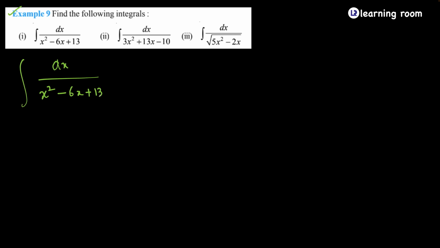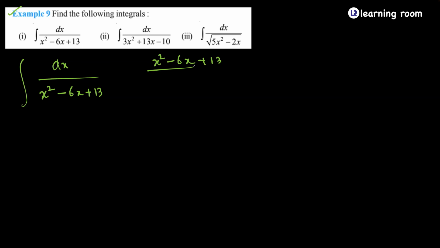So how will you identify this? Listen carefully. If the numerator is a constant, it does not have any function of x, and the denominator is a quadratic equation, then the only method you need to follow is to simplify the denominator into any of those 6 formats, like x square plus a square, x square minus a square, or a square minus x square, using the completing the square method. So take this separately. x square minus 6x plus 13 is there, no? Listen, I'm explaining it again.